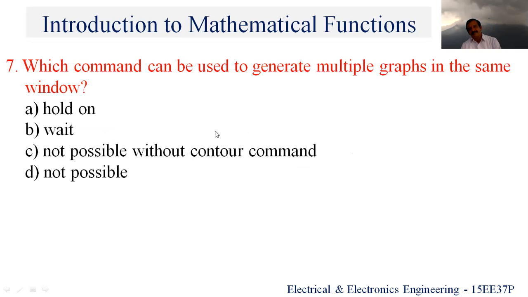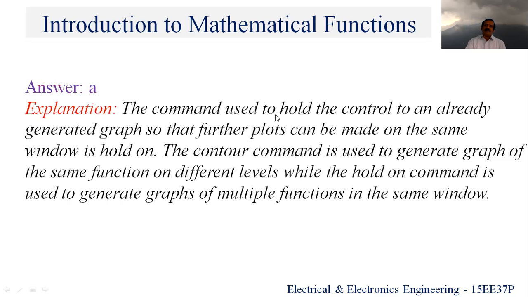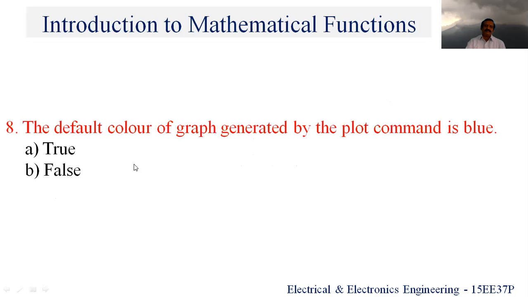Which command can be used to generate multiple graphs in the same window? Again, it is a repetitive question. The options are hold on, wait, not possible without contour command, not possible. The answer is A, hold on. The command used to hold the control of the already generated graph so that further plots can be made in the same window is hold on. The contour command is used to generate the graph of the same function at different levels, while the hold on command is used to generate the graphs of multiple functions in the same window. So the contour command is different from hold on.